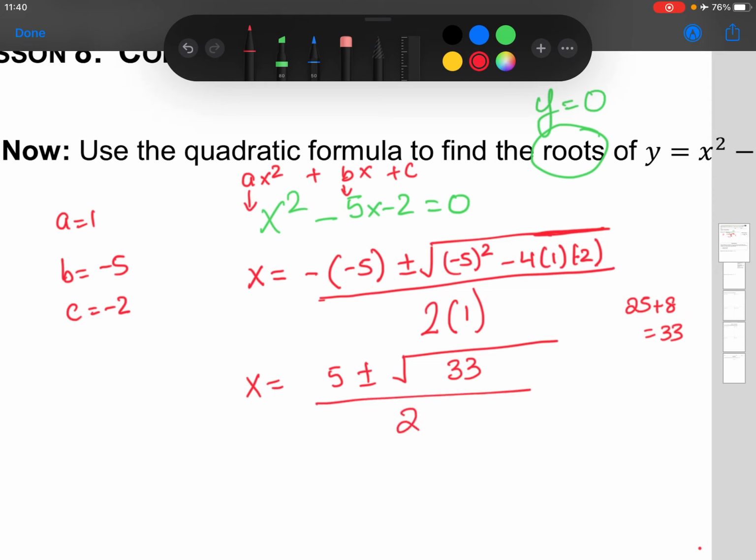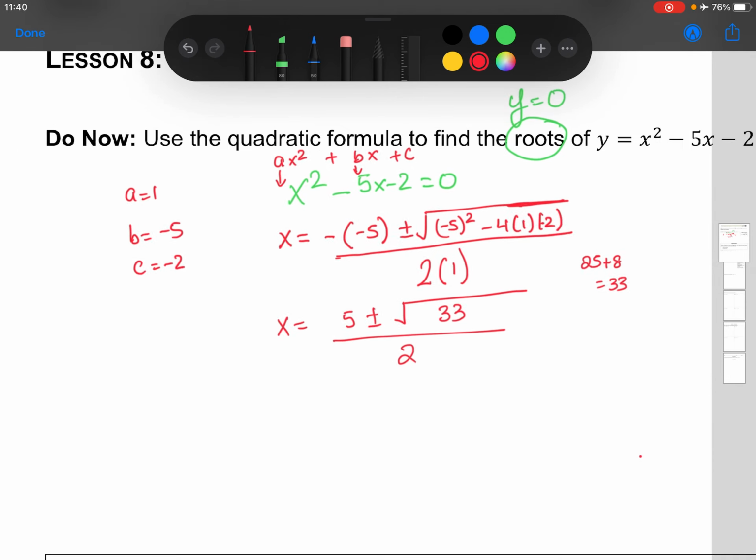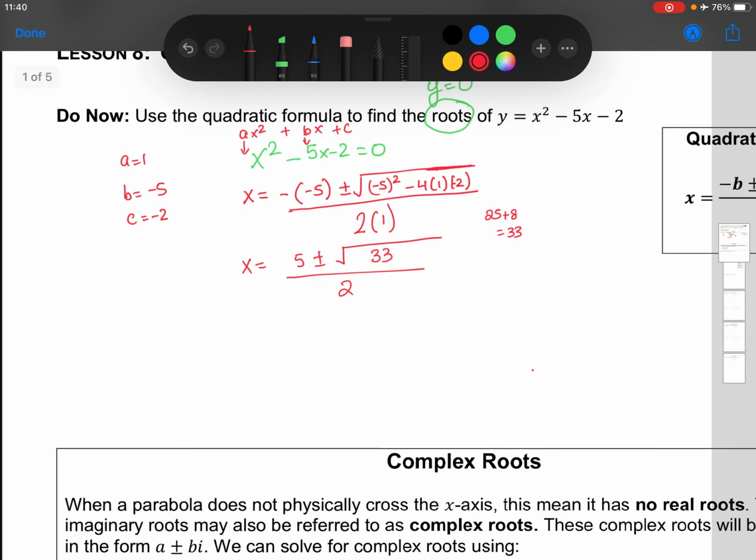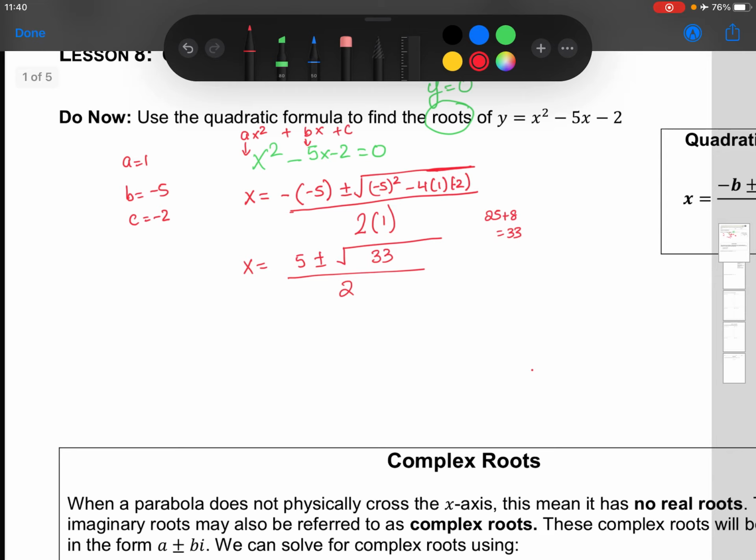So now again, 33 you cannot really simplify. It's not a perfect square, and there's no perfect square that goes into 33. So we are left with x equals 5 plus rad 33 over 2, or 5 minus rad 33 over 2. If you want to separate them, that's what the plus and minus means, right?